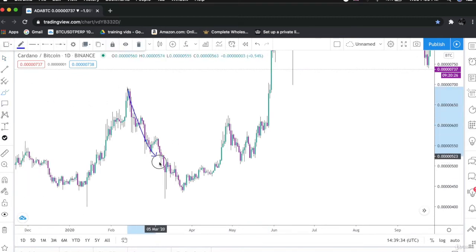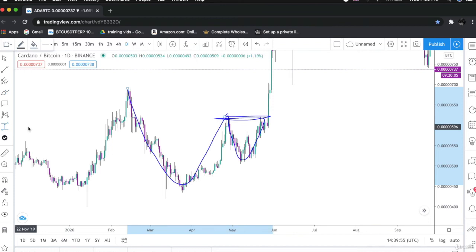This is the cup. This is the handle. And this would be our neckline. This one. Upon breaking this neckline, we have to take our entry. Let's measure our target for the upside.